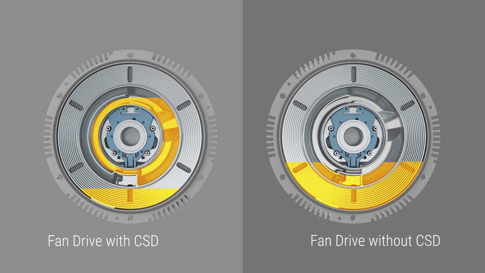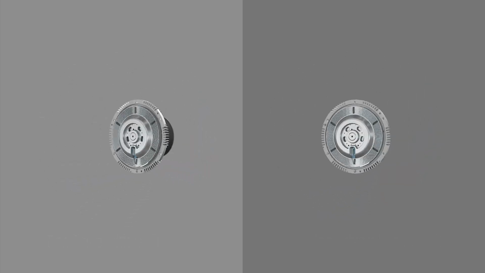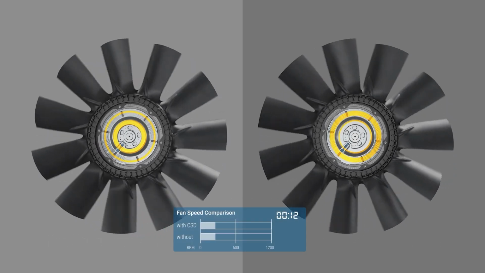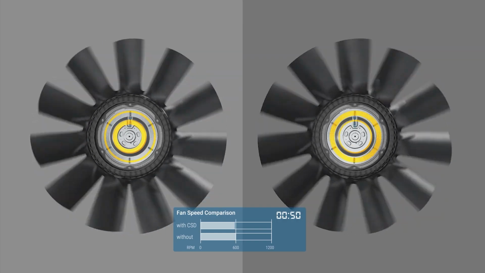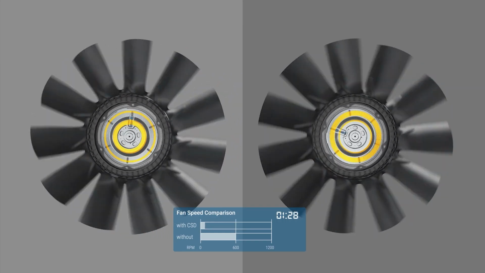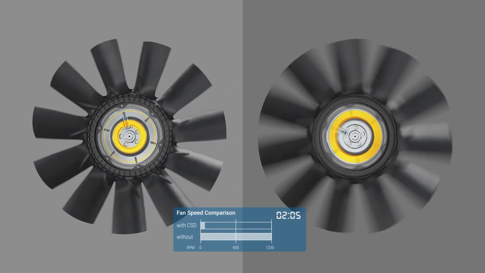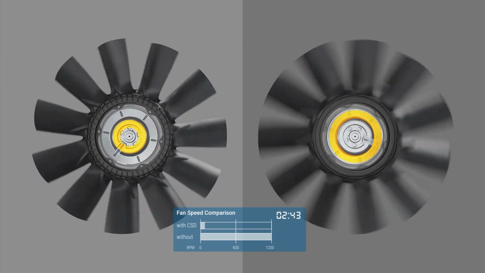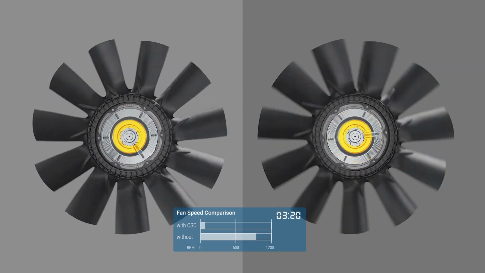The result of this cold start disengagement feature is that the fan drive with CSD quickly disengages after startup, while the drive without CSD is still engaged when driving begins and can take up to 3 minutes to disengage at idle speed.